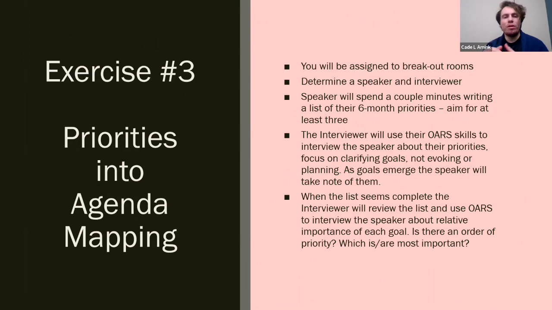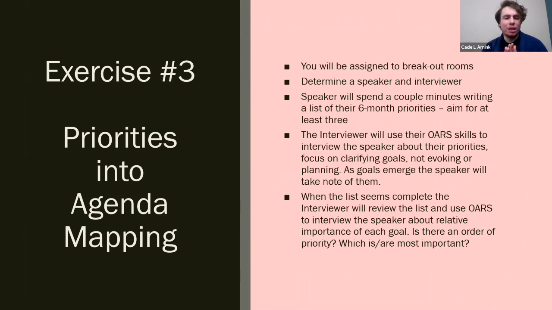Then the interviewer will use their OR skills to interview the speaker about the priorities. And the focus is going to be on clarifying goals. We're not trying to evoke change or make plans. We just want to figure out what the goals are over the next 6 months, how we can prioritize.